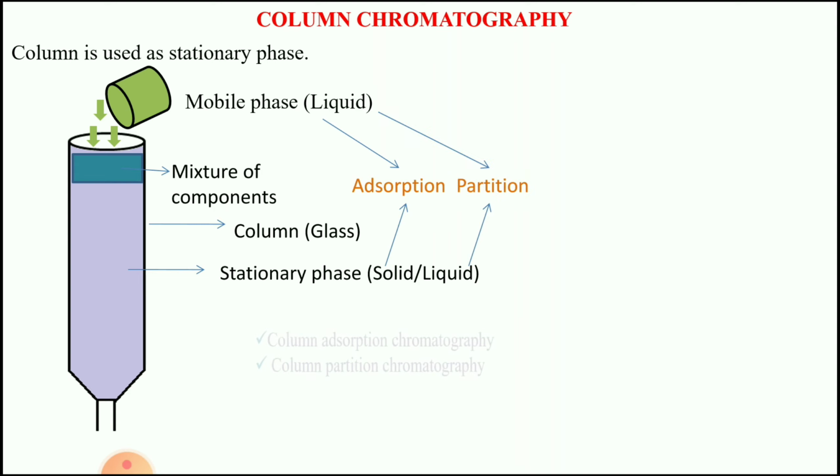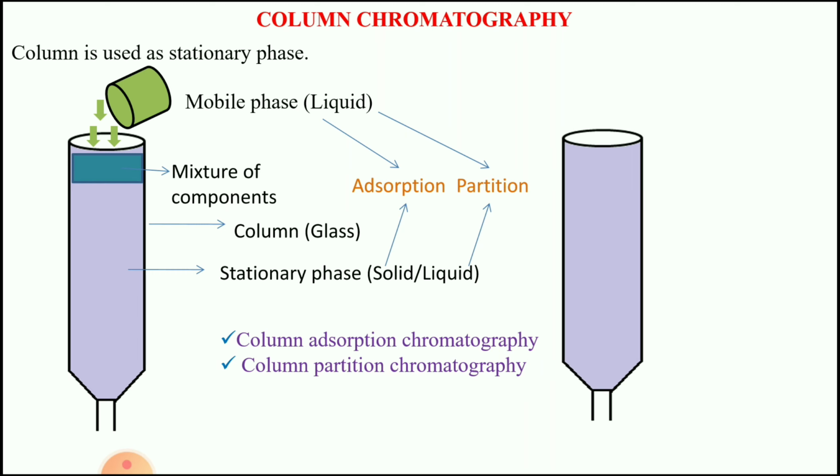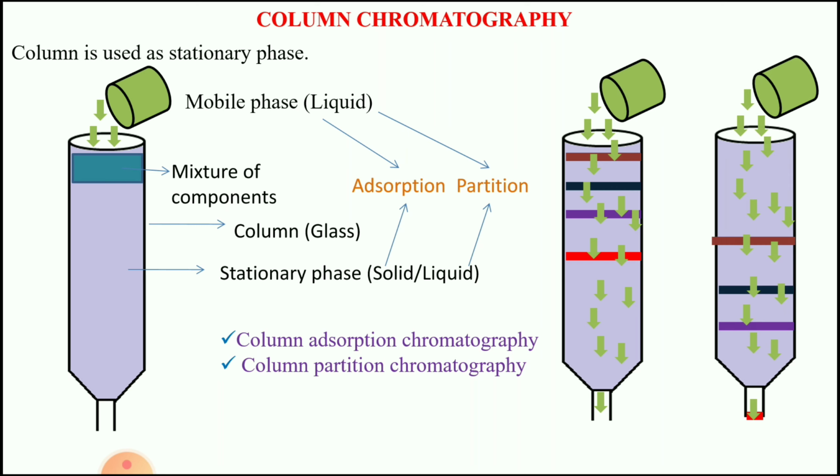If the stationary phase and the mobile phase are both liquid, we call it column partition chromatography. So, when we continuously give the flow of mobile phase onto the stationary phase, the mixture of components is separated as zones. Each zone is collected as a fraction.